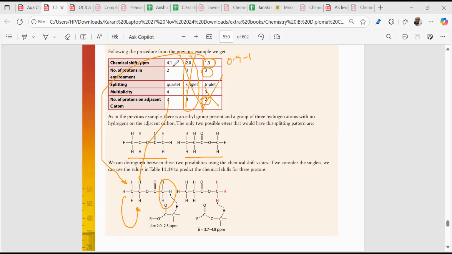Now see, let's check this. We are having around 4.1. Isn't it clear to you? Now this you tell me. If you're having a hydrogen next to the COO bond of ester, where will the chemical shift be? Tell me. If you're having a carbon with a hydrogen next to the bridging oxygen, where will the chemical shift be? Tell me. Between 3.7 and 4.8.